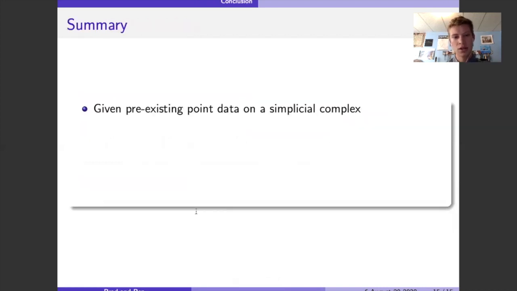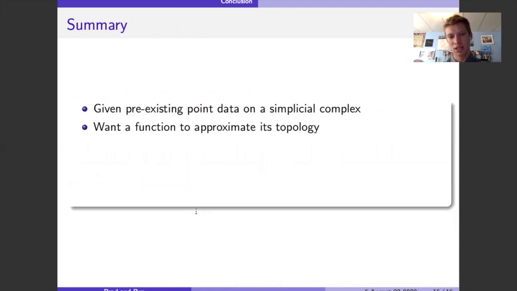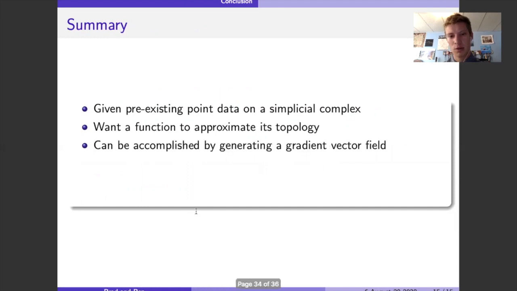So in conclusion, if we're given this pre-existing point data on a simplicial complex, and we want some function also on that that's consistent with that data and reflective of its topology, we're not going to be able to get something exact necessarily. Computing a perfect gradient vector field is an NP hard problem, but there are ways to come close. And remember, we can do this using a gradient vector field. This is an equivalent definition to a discrete Morse function.